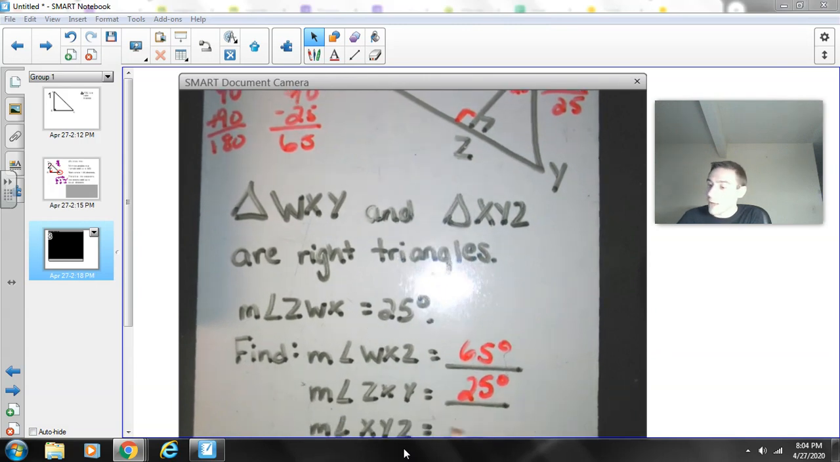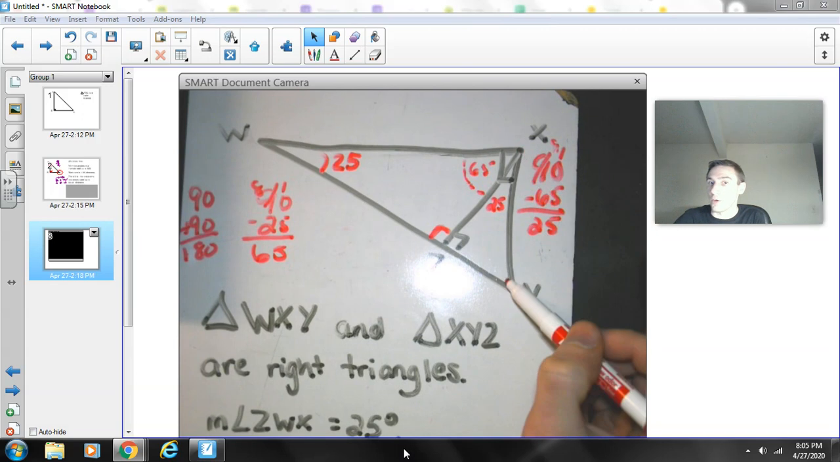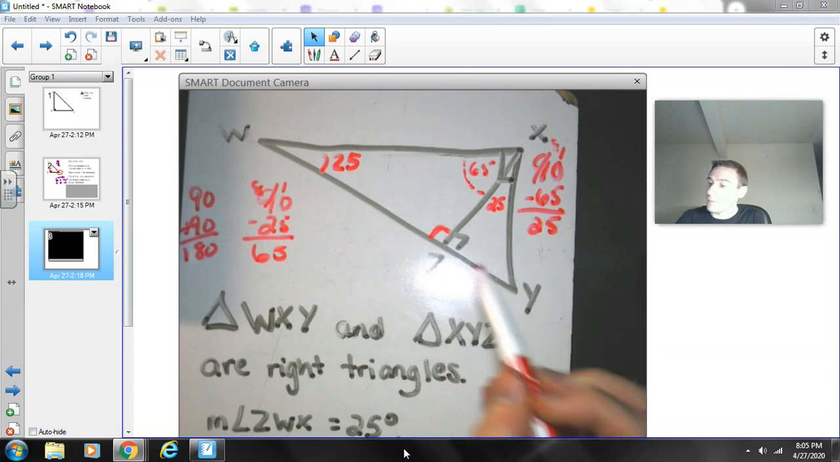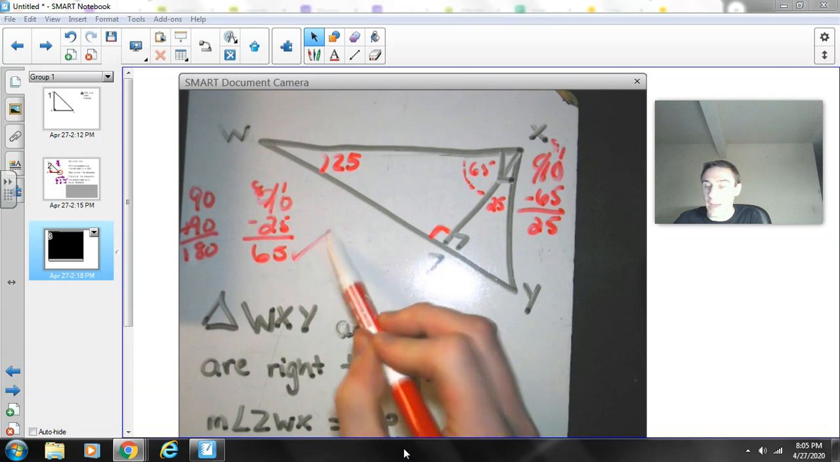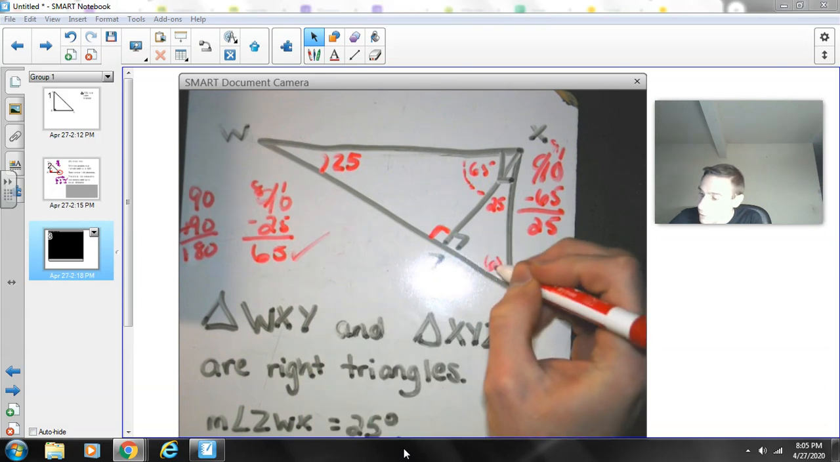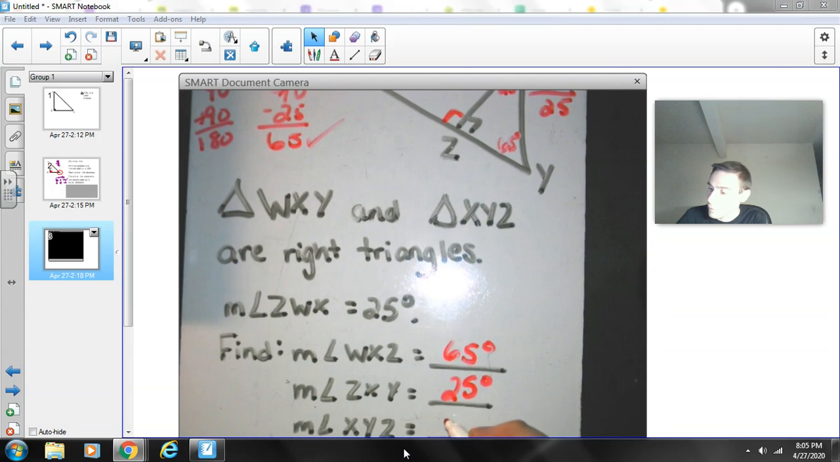And then the final angle that I'm asked to find is the only missing angle now, and that's angle XYZ. So I have angle X, angle Y, angle Z. And again, I would have to do 90 minus 25. I've already done that math. So this is a 65-degree angle in here as well. So I write my 65 degrees, and I'm done.